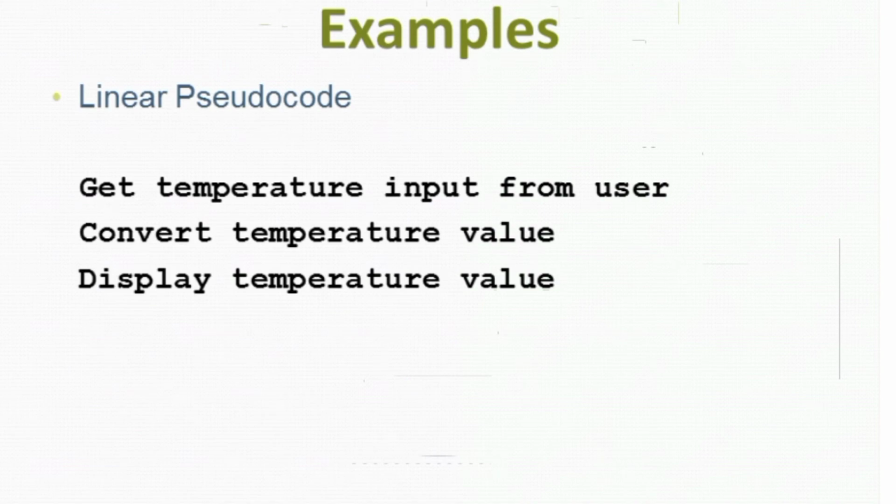Okay, so let's look at the same examples we did for the flowcharts, but now written out in pseudocode. So here we have an example of linear pseudocode, where we're simply implementing the same thing that we did in the linear flowchart. So we get our input value from the user, we convert that temperature value, we display the temperature value, right? We're writing it out now instead of putting it in the graphical form of the flowchart.